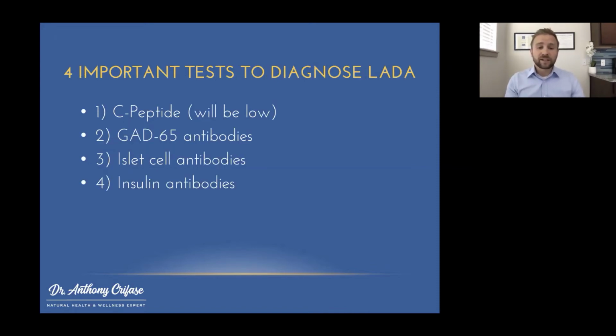So the four major tests are C-peptide, GAD65 antibodies, islet cell antibodies, and insulin antibodies, because we want to be looking at the autoimmune component here. Is there an autoimmune component to your type 2 diabetes or your prediabetes? This is often missed, and they say approximately 33% of all type 2 diabetics actually have type 1.5. So that's really important to know that about a third of any type 2 diabetic out there also has autoimmunity to the pancreas and to these antibodies.